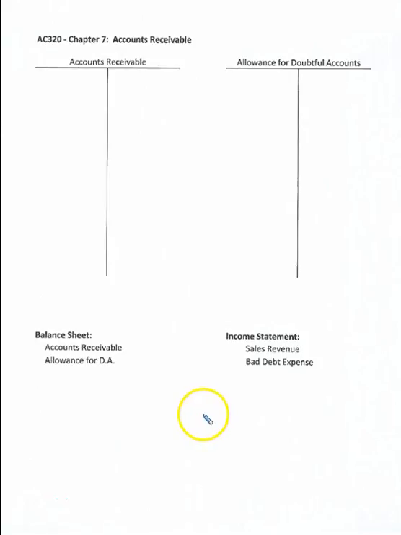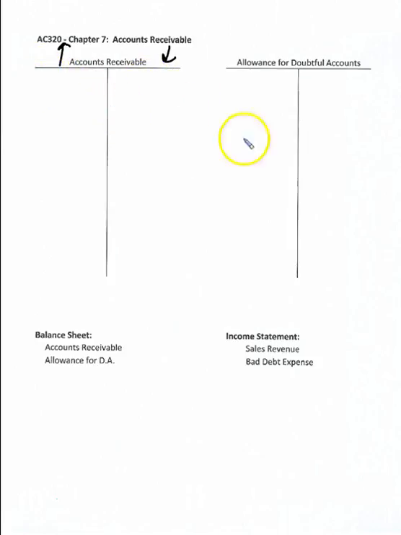In this recording, we're going to look at the big picture for accounts receivable. Accounts receivable goes up with debits and of course down with credits, and we're going to talk about it also having this allowance account connected to it. So let's go over the big picture.